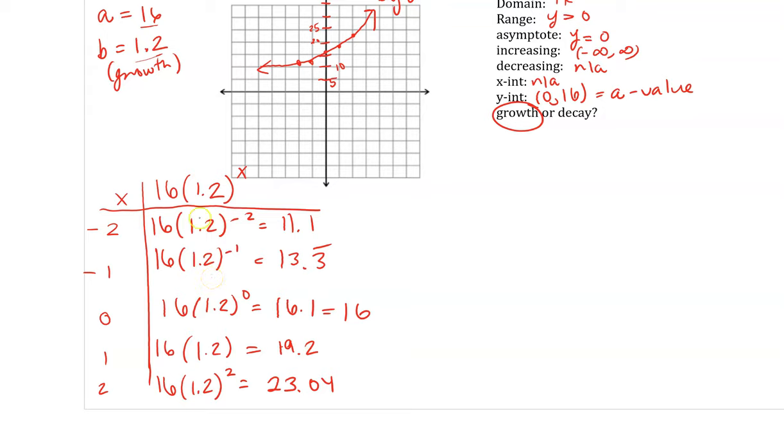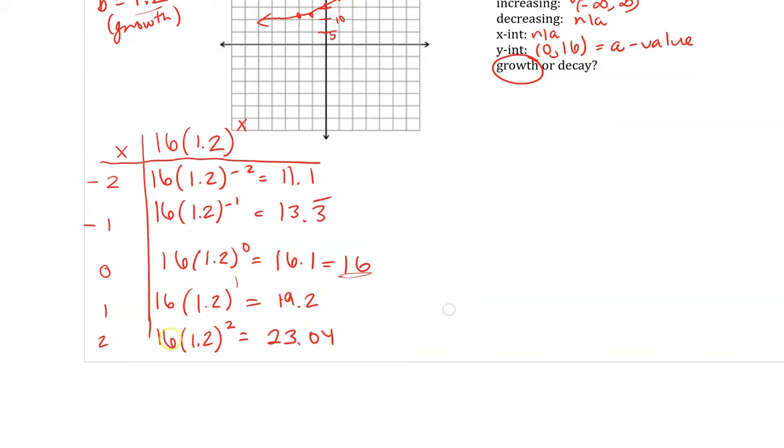So 16 times 1.2 to the negative 2 was 11.1, right? Less than 16, because I'm actually dividing by the base 2 times. 16 times 1.2 to the negative 1 got me around 13 and a third, 13.3 repeating. And then when I plugged in 0, of course, you just get the a value of 16. And then 16 times 1.2 to the first was 19.2. And then 16 times 1.2 squared was around 23.